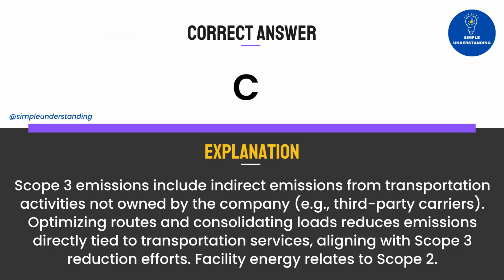Correct answer, C. Explanation. Scope 3 emissions include indirect emissions from transportation activities not owned by the company, e.g., third-party carriers. Optimizing routes and consolidating loads reduces emissions directly tied to transportation services, aligning with Scope 3 reduction efforts. Facility energy relates to Scope 2.